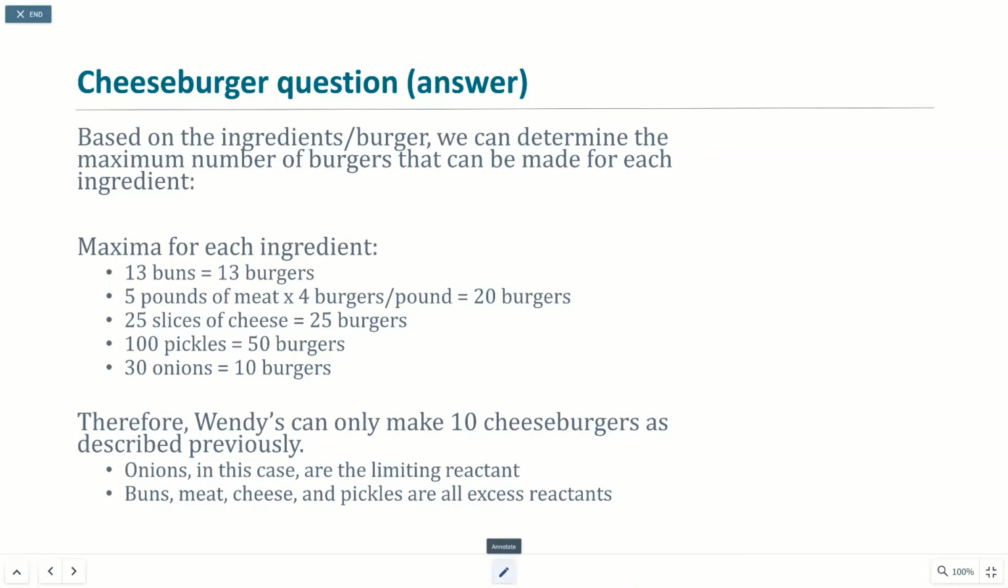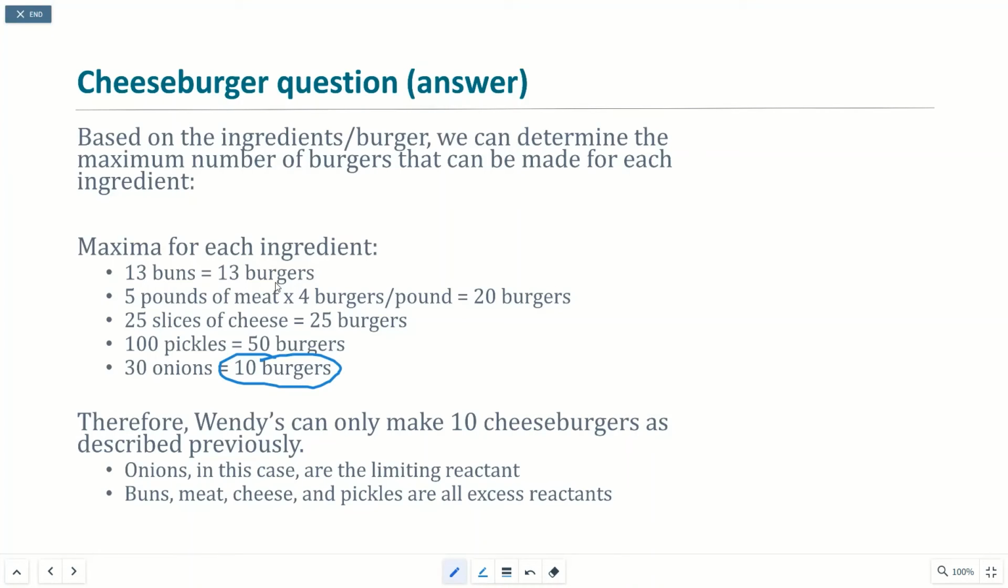So when all is said and done, the end result is I can make a whole 10 burgers with all of the cheeseburger material that I had previously. And that's an important thing to know, because under our definition of what a cheeseburger is, I can only make 10.